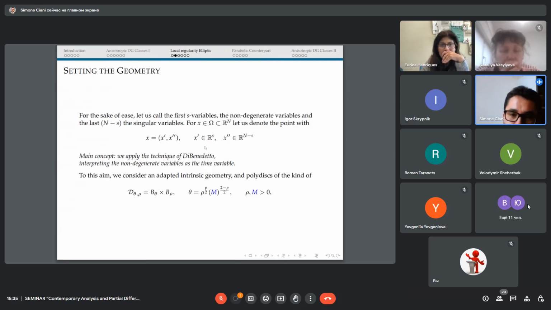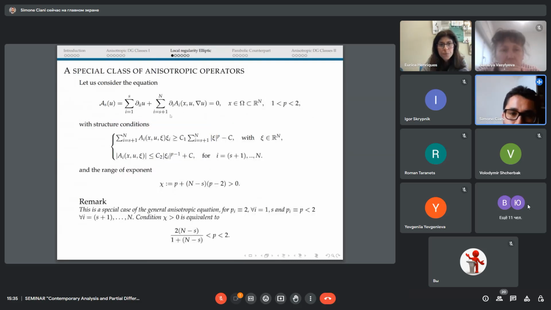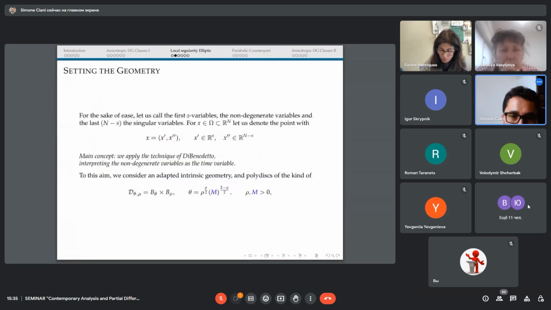How to do it? In this case, we have just two ranges of p_i, all equal to 2 and all equal to p. So we set up this intrinsic geometry, which is the following one. Pick a point in omega, open in R^n.